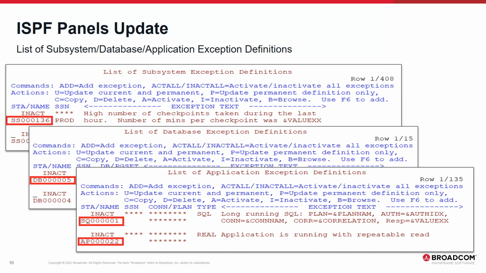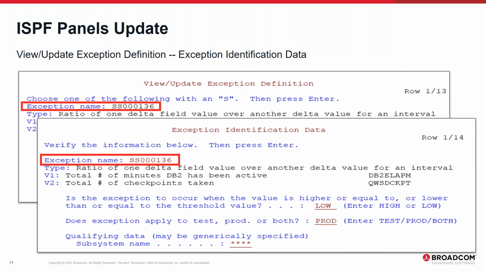So for subsystem exceptions, they start with SS to indicate that. For database exceptions, they start with DB, they start with AP for application exceptions, and so on. To make it easy, we know that this exception name also needs to be editable, and that's why we have updated the following panels in the next slides as well, which is the view and update exception definitions and exception identification data. The exception names are visible in browse or edit mode, and you can edit them in here.